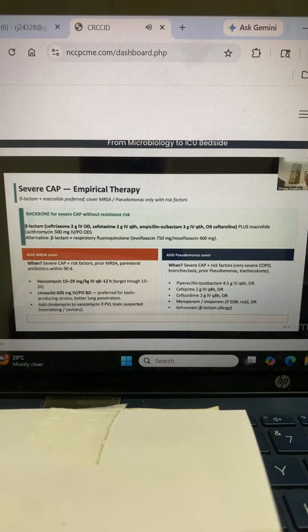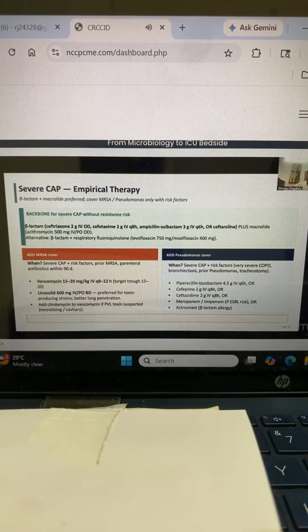So for severe CAP, when you start looking at empirical therapy, a beta-lactam plus beta-lactamase inhibitor and a macrolide is preferred. Cover MRSA only if you find that the person has the risk factor, and Pseudomonas if there is structural disease and recurrent infections.